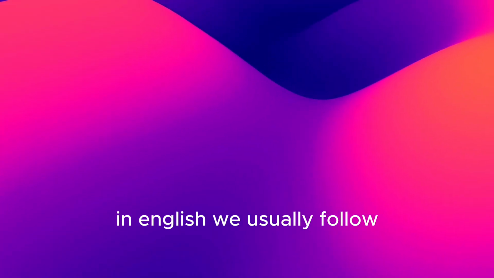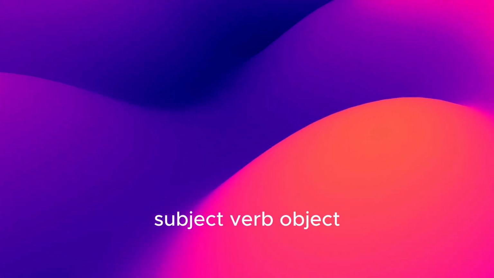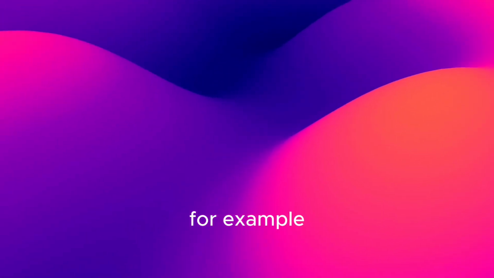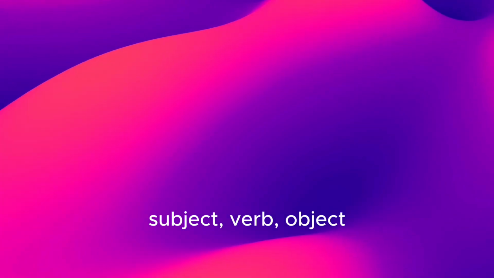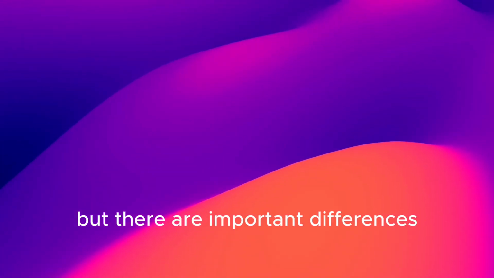Let's begin. In English, we usually follow subject, verb, object. For example, I eat apples. In Spanish, the structure is often the same. Subject, verb, object. But there are important differences. Let's learn your first sentence.